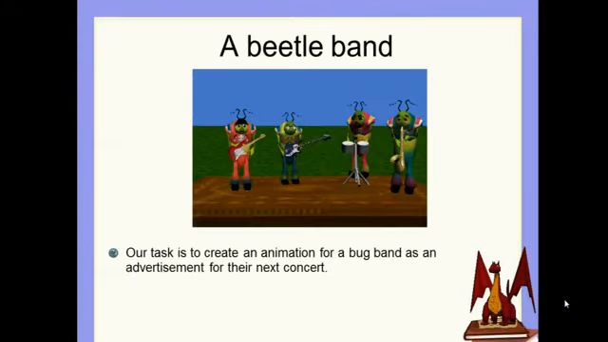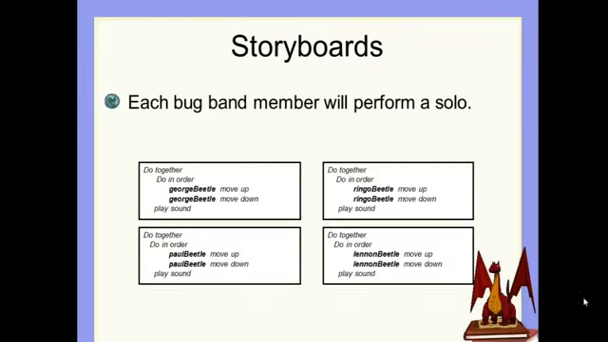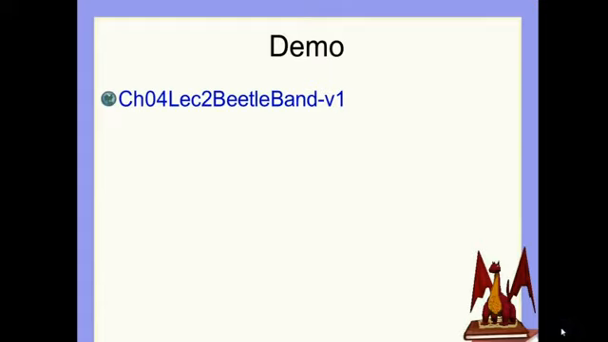All right, this is one of my favorite examples, a Beatle band. We're going to create an animation for this band as an advertisement for their next concert. Very exciting. So we've got George Beatle, Paul Beatle, Ringo Beatle, Lennon Beatle. Get it? Isn't that cute? All right, so the deal is that they are going to move up and down and they are going to each play a sound, and they're going to have a sound associated with them. So if this is the storyboard, I hope that you're thinking, oh, that must mean there's a method for each of these. And we could do that, and let's see what that looks like.